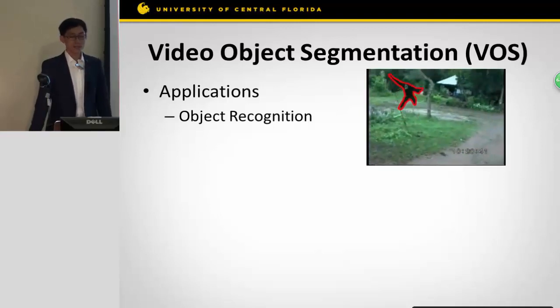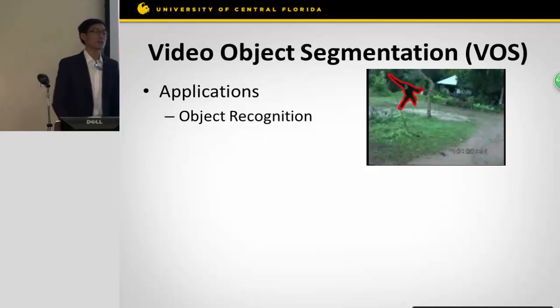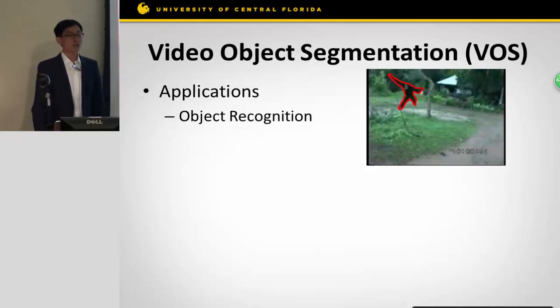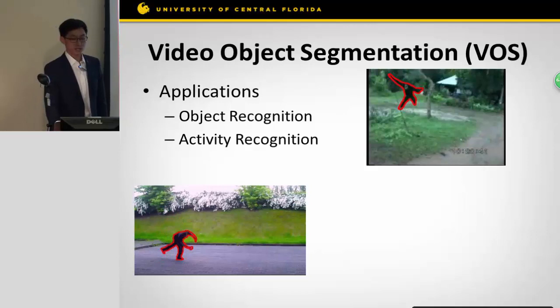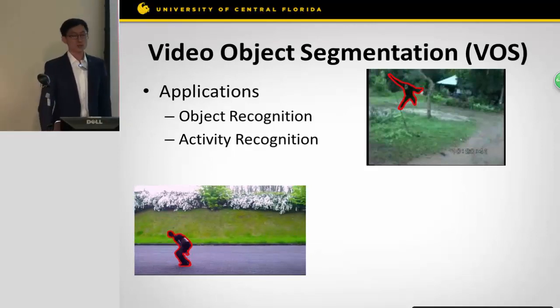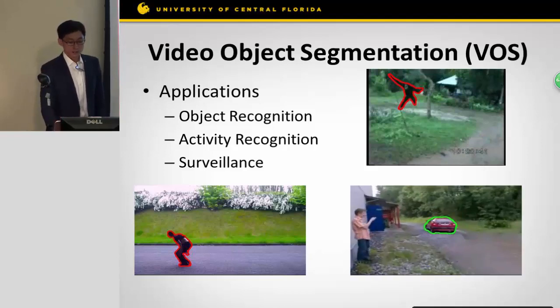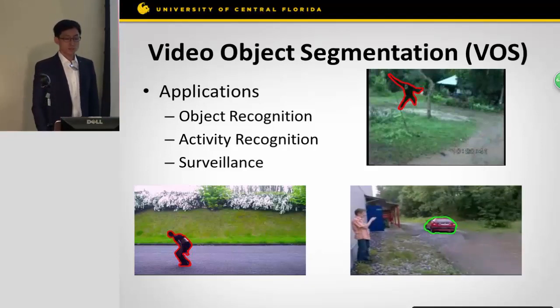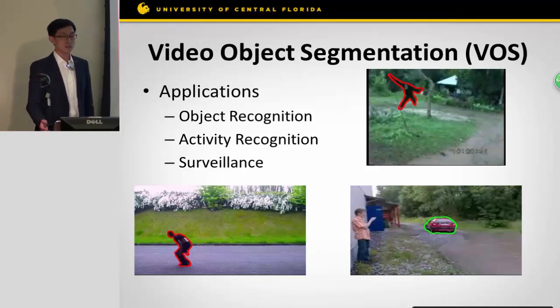The first application is object recognition. If we can segment the foreground object from the background, we can build better models to detect the object. The second application can be activity recognition. If we can segment the person from the background, it's easier for us to infer which activity it is. And the third application could be surveillance. If we can segment the vehicles from the background, we can track them more efficiently.